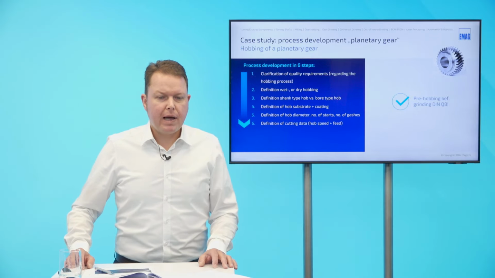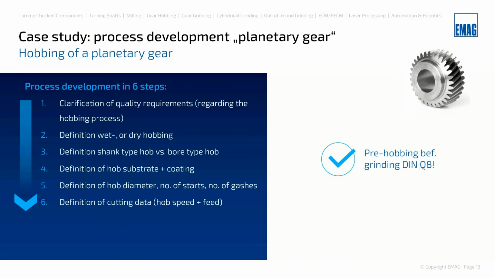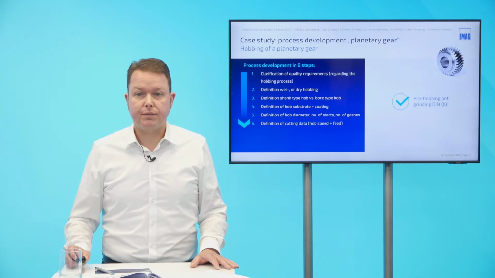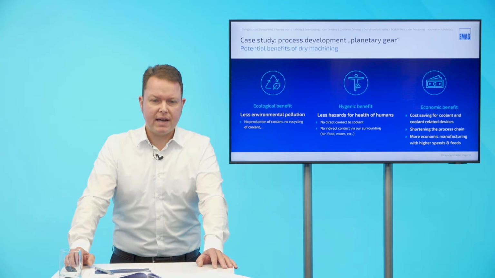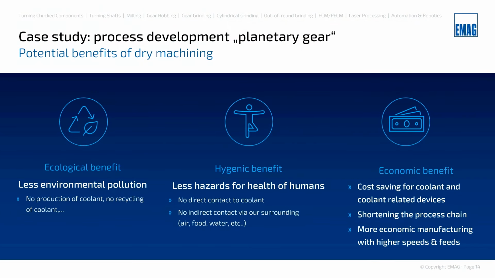Step number 2, we will have to take a decision whether we go for wet or dry hobbing. There are, of course, advantages and benefits, but also risks, and in order to take a decision, we will have to discuss those. So let's take a look at the potential benefits of dry machining. There are 3 different issues. One is an ecological benefit, a hygienic benefit, and an economic benefit. But let's stick with the ecological benefit first. So there is less environmental pollution possible if we have no production of coolant. No recycling will be necessary.